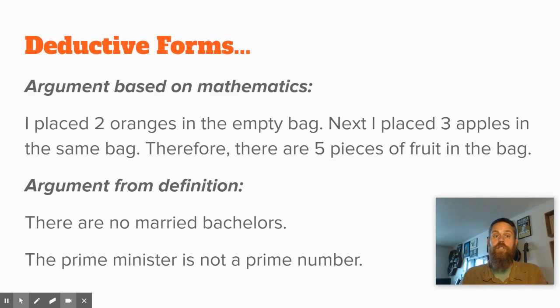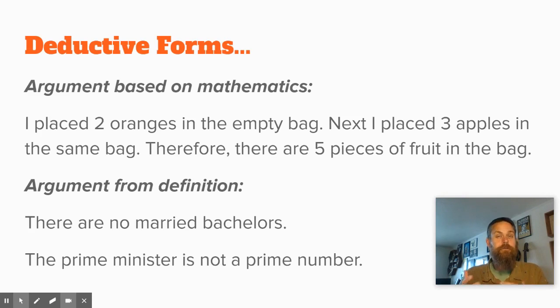If I put 2 oranges into an empty bag, and then I put 3 apples into the same bag, I can conclude rightly, in fact, I have to conclude that there are 5 pieces of fruit in that bag. You can see that if the first 2 premises are true, the conclusion has to be true. 2 plus 3 equals 5.